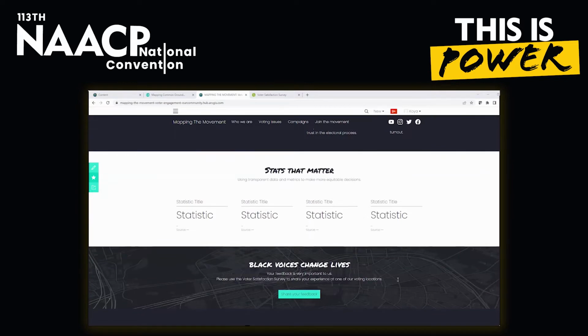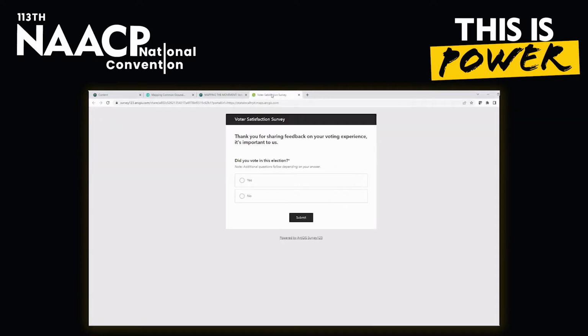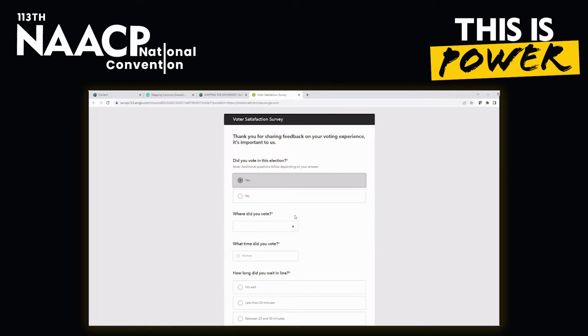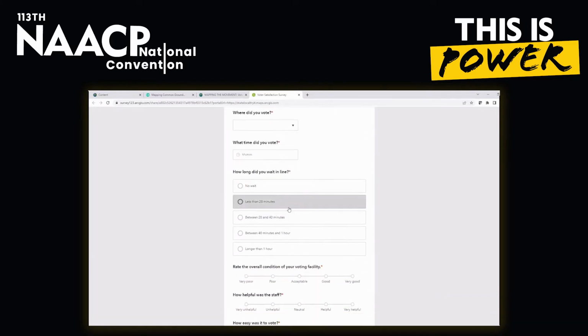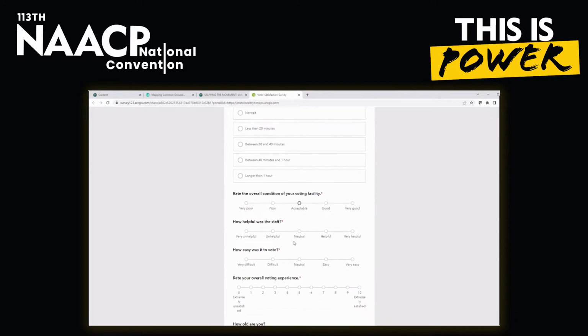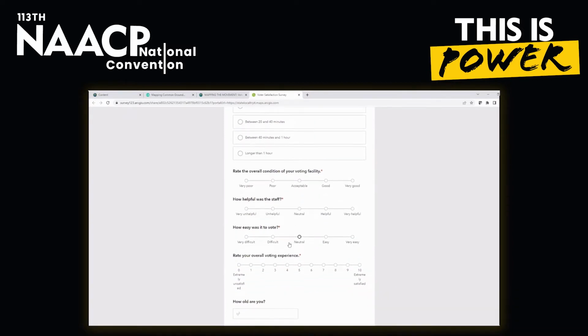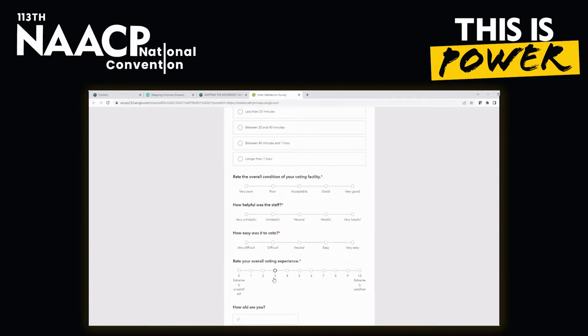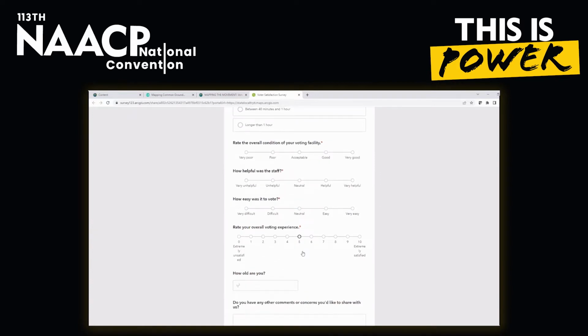Voters can often seem disconnected from the voting process. We can help to improve user experiences by getting feedback and looking for ways to engage about the election process. Let's check out the voter satisfaction survey. We can use sentiment surveys to gauge how satisfied folks are around particular topics. In order to do that, we can ask them, where did they vote? What time did they vote? How long did they wait? What was the condition of the facility? Was the staff helpful? How easy was the process? And allow them to rate their overall experience.